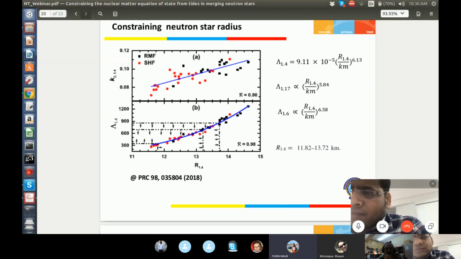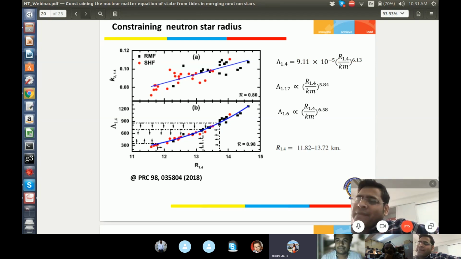Actually, there is a small trick here. What we have also found is that if we take RMF separately and SHF separately, the power will be different. Yes, the power is different. But another thing is that the coefficient, suppose I got 9.11 times 10 to the minus 5, this coefficient range is also very different. You can adjust the power a little bit, by one or two, and the fractional power can get adjusted by this coefficient also a little bit.